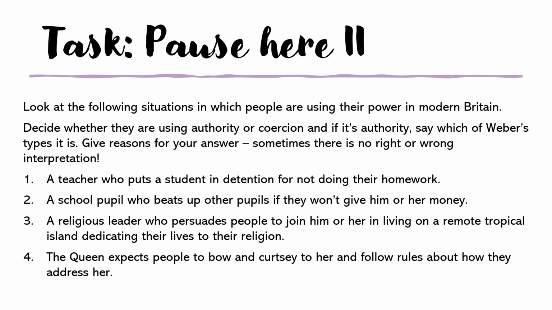Secondly, a school pupil who beats up other pupils if they won't give him or her money. Thirdly, a religious leader who persuades people to join him or her in living on a remote tropical island, dedicating their lives to their religion. Number 4, the Queen, who expects people to bow and curtsy to her and follow rules about how they address her and how they speak to her.